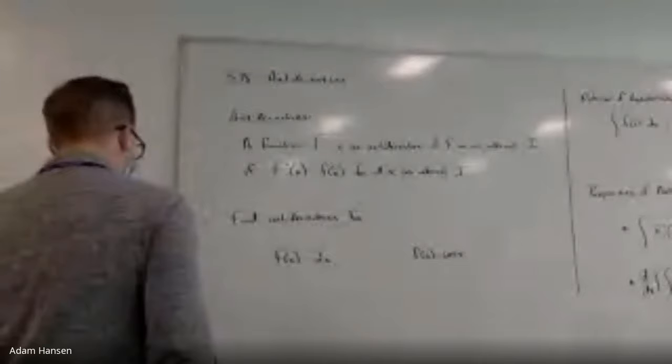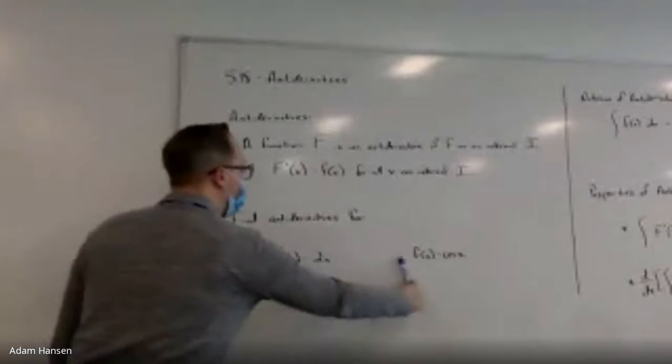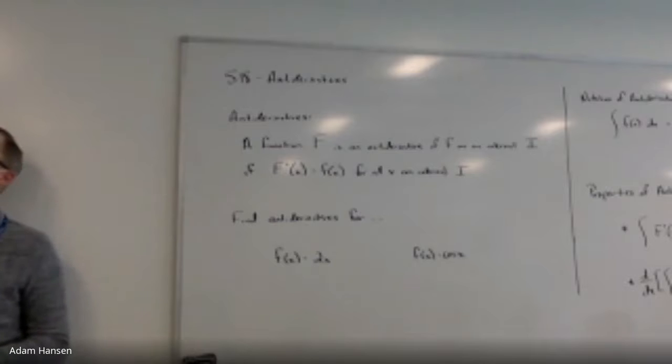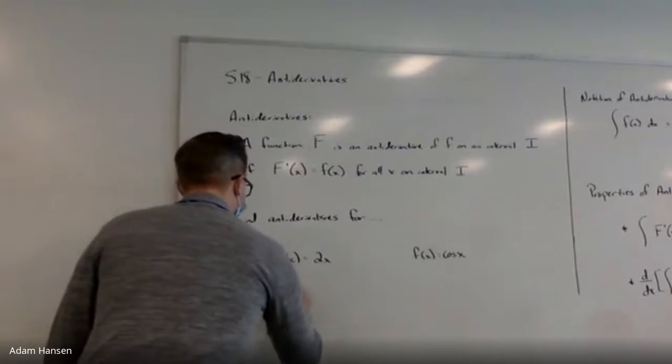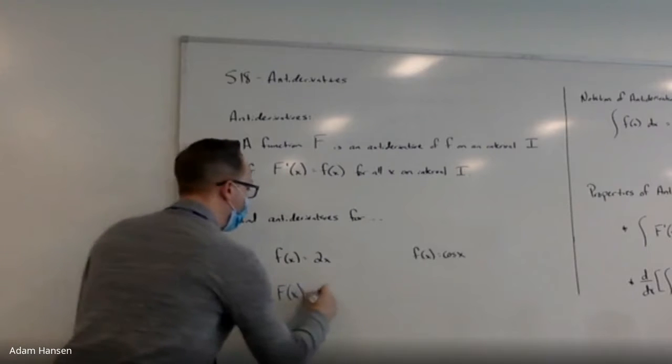So let's take a couple of quick, easy practice antiderivatives. Find antiderivatives for these two functions. I want to think about what equation, what function has the derivative of 2x. What function has the derivative of 2x? x squared. If you take the derivative of x squared, what do you get? 2x. So capital F, giving the antiderivative, would be x squared.